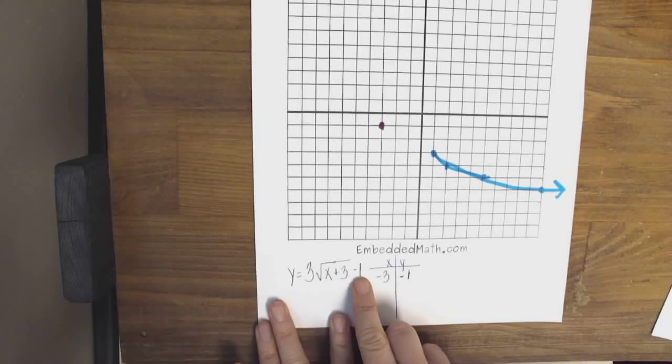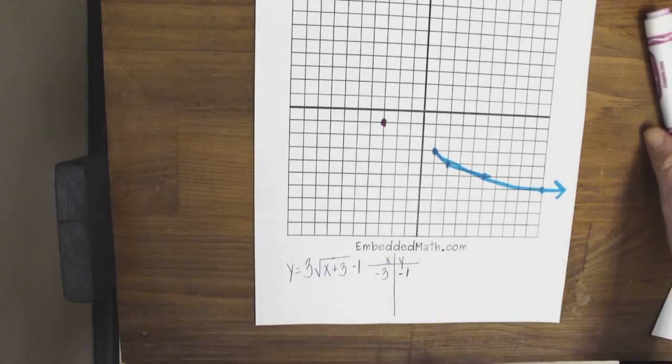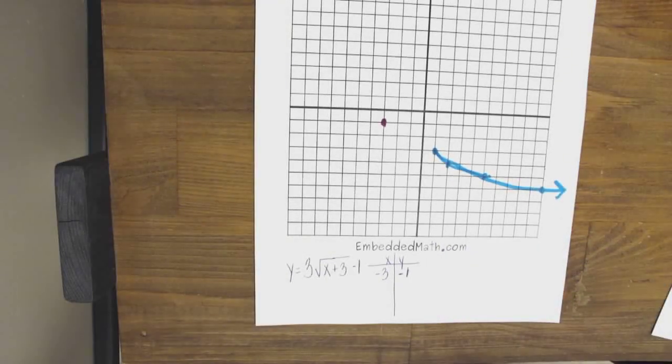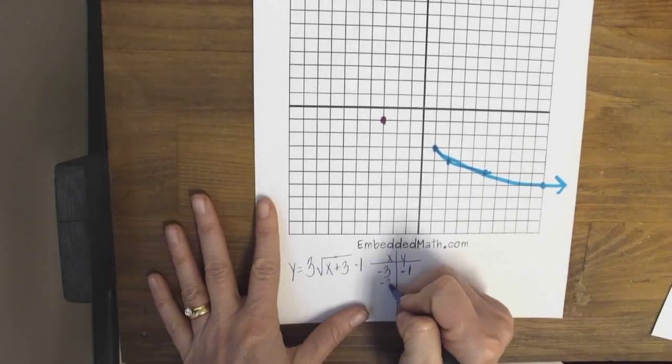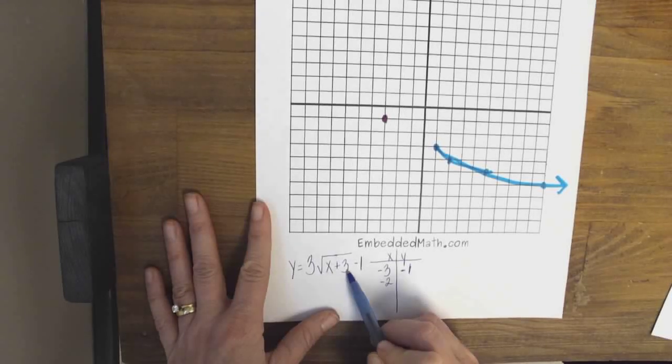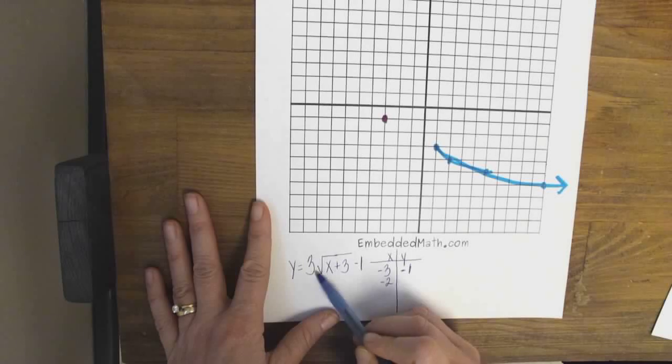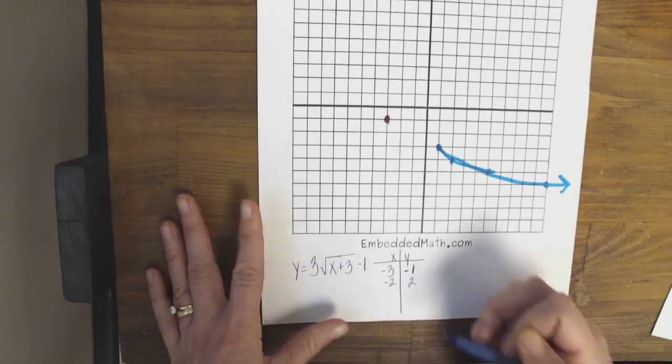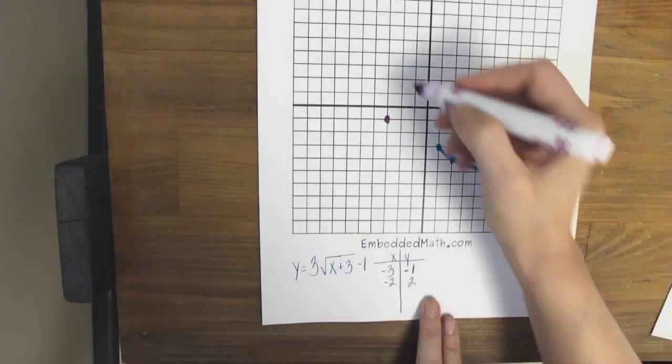Flip it, keep it. And then I'm going to make my numbers go up 1. So I look at my x value, which was -3. Now I'm going to make it -2. -2 plus 3 is 1. Square root of 1 is 1. 1 times 3 is 3. 3 minus 1 is 2. So now I have the point -2, 2.